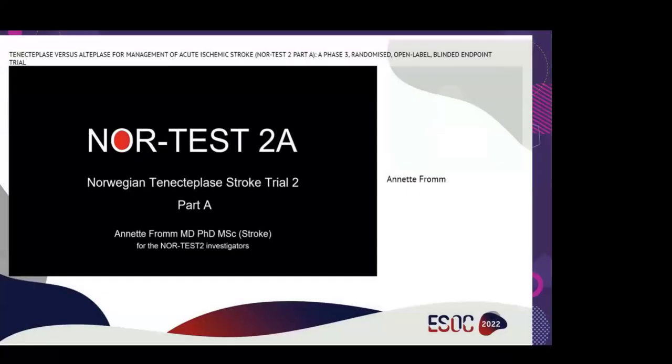So therefore, Tenecteplase is a reasonable alternative to Alteplase in patients meeting the standard indication for intravenous thrombolysis. Now, coming to the second landmark, not so much landmark because this was not a positive trial, and the reason I'm going to tell you in just a couple of minutes.